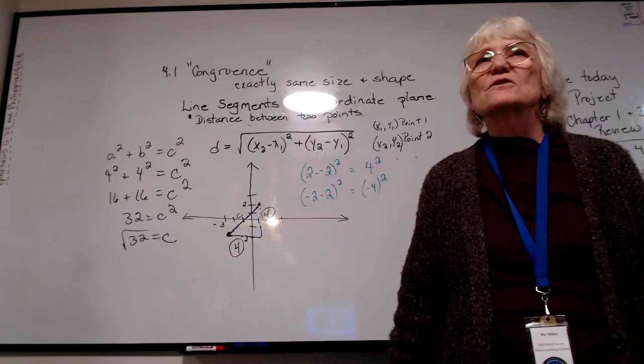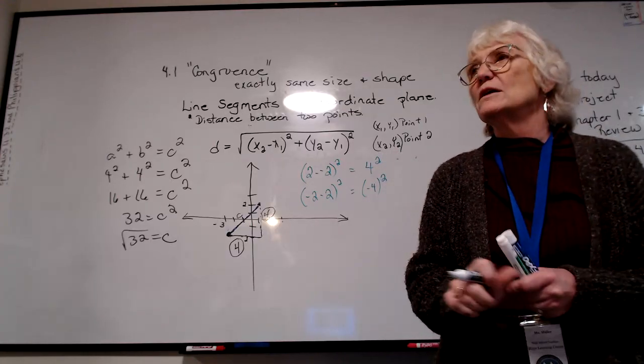What number is the square root of 32 going to be in between? Or what number will it be around?